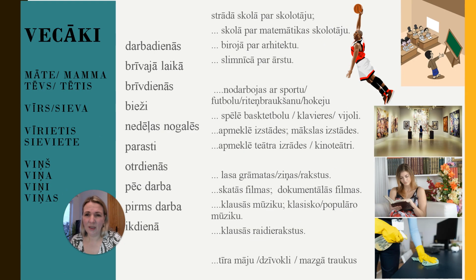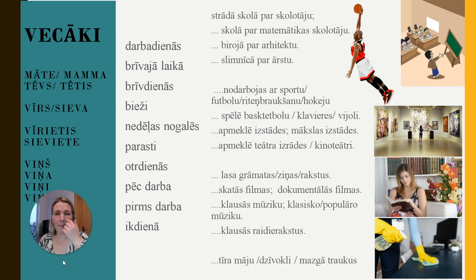Next, that's what the parents love to do. So first of all, it could be their profession, and then again we started with vecāki, mamma, tētis, māte, tēvs, vīrs, sieva, husband and wife, men and women, vīrietis, sieviete. Tātad again, if it's a profession, then you could say strādā skolā par skolotāju. One idea, this picture. So work in a school as a teacher, par skolotāju. We can add darba dienās, work days. We could say skolā par matemātikas skolotāju, the math teacher, or latviešu valodas skolotāju, vai ģeogrāfijas skolotāju.